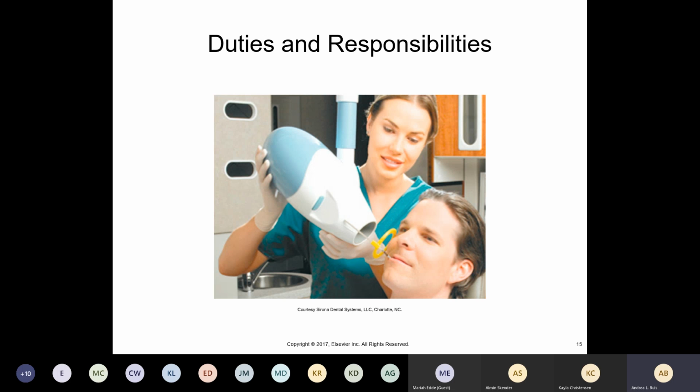What's funny is to look at these images and look at these people. We don't have glasses, we don't have shields, we don't have masks, we don't have gowns. Whole different world today.